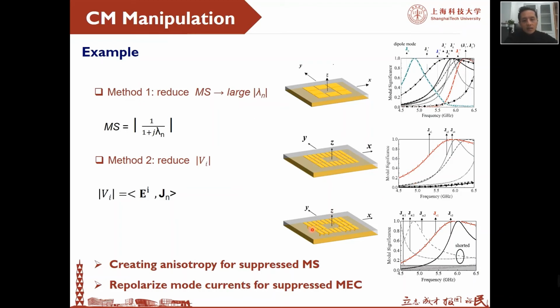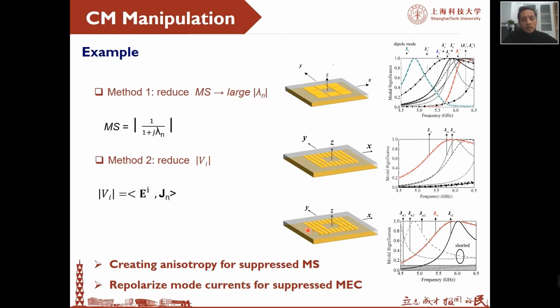And the second is that if that's not enough, for the rest of the modes, we would like to change the polarization. If you remember, the mode excitation coefficient is defined by the inner product of the impressed field and the mode currents. So if we put them to be orthogonal in terms of polarization to each other, we should have a very small excitation coefficient, even though the mode is still there.